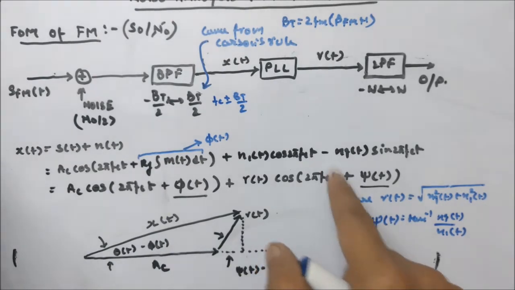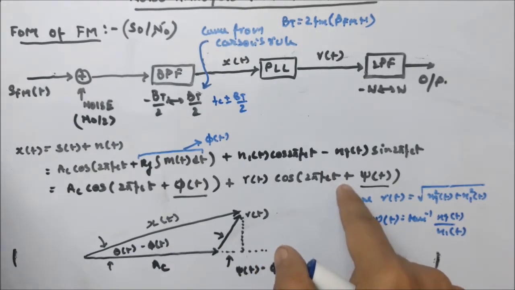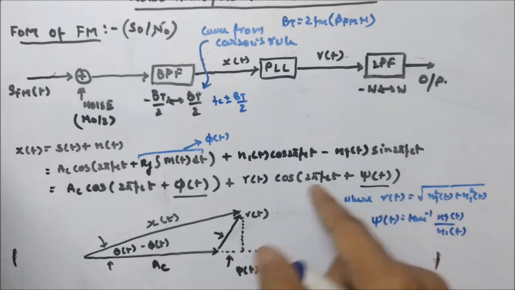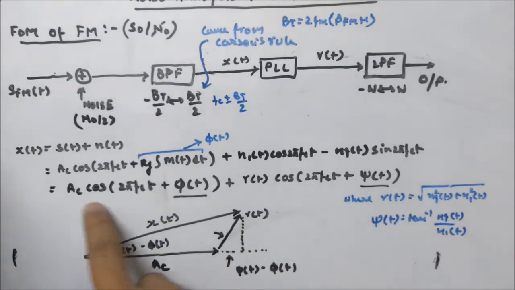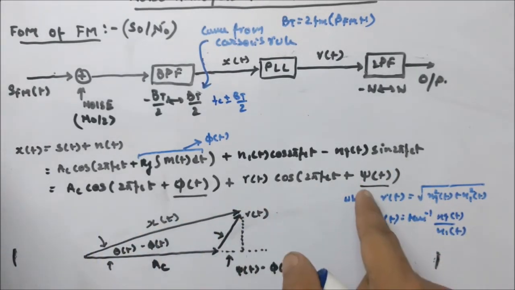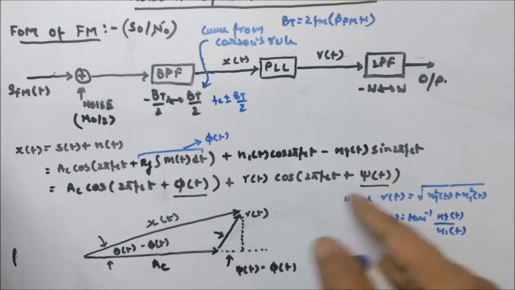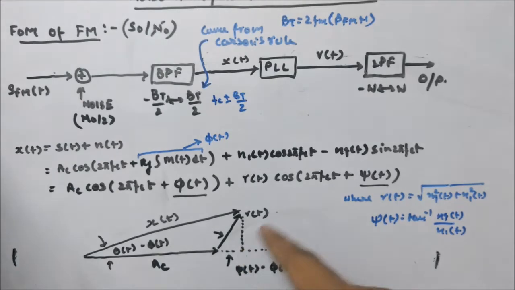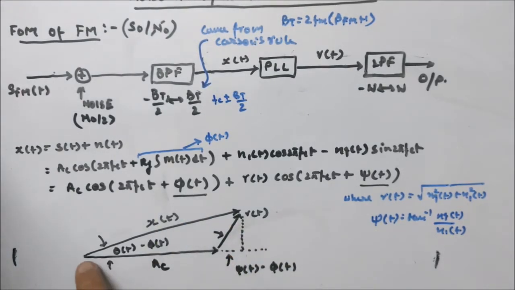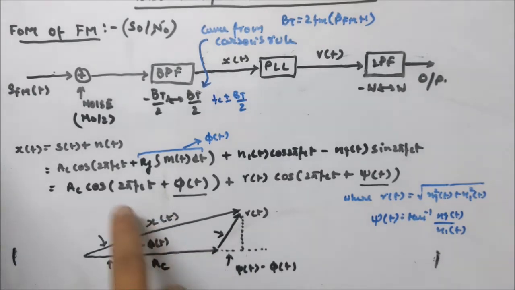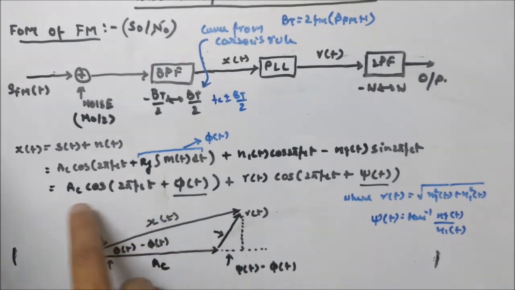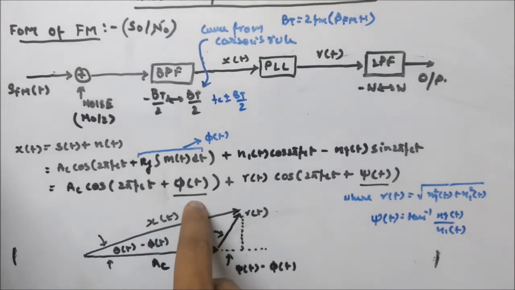This negative sign will lead to this positive sign here, and it will be easier to draw the phasor diagram. So we will represent this signal through a phasor diagram for better understanding and to move on further. Okay, so I've made the phasor diagram here, you can see. This is the reference phasor, which is our signal part. Amplitude is AC, phase is phi t.